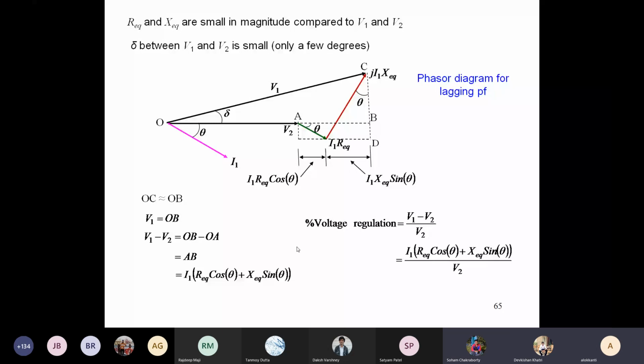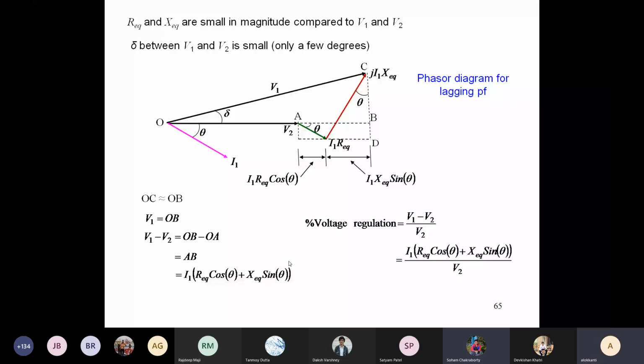Sir, is this voltage regulation a constant quantity, or shouldn't it depend on the load, because theta depends on the load and V2 also depends on the load? Can we define it for a fixed transformer, for example? Is your load fixed? No, it isn't. So then will it be fixed? No, it shouldn't be. That's what I'm saying.